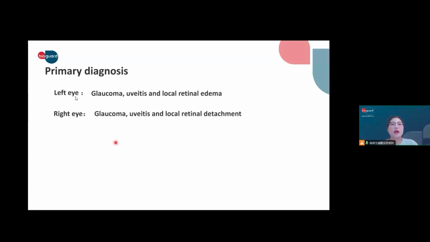So actually, all of the symptoms presented in this dog were due to uveitis, even the higher intraocular pressure, even the retinal detachment or edema. All of these symptoms were caused by uveitis. However, uveitis can also cause other symptoms. So let's summarize the common clinical symptoms of uveitis.